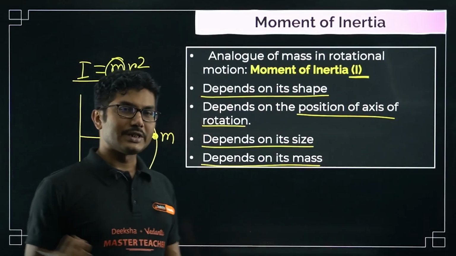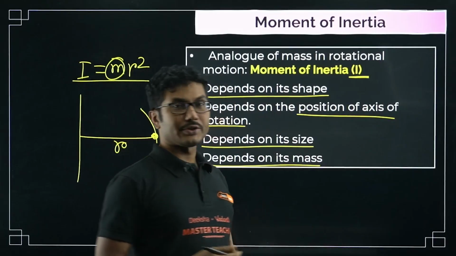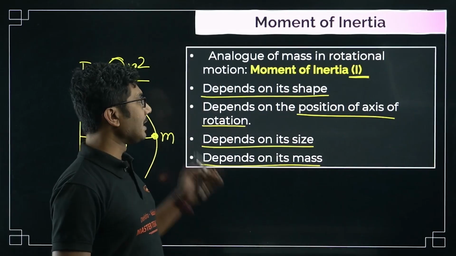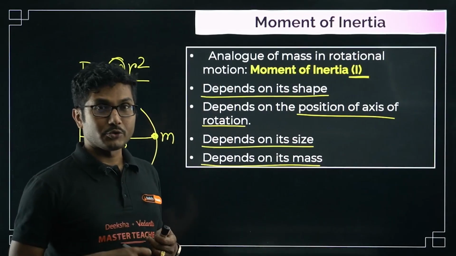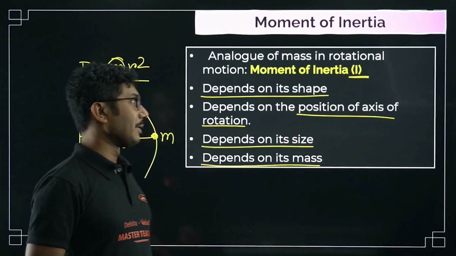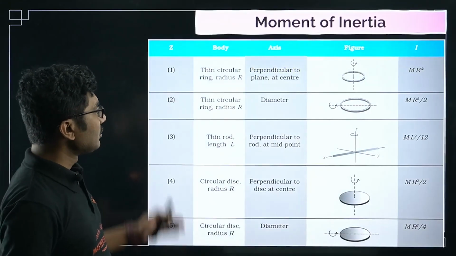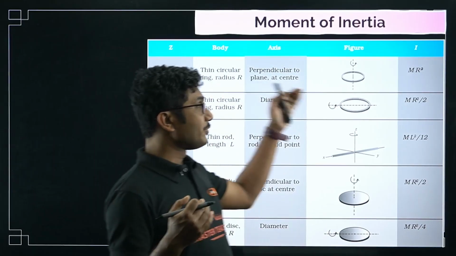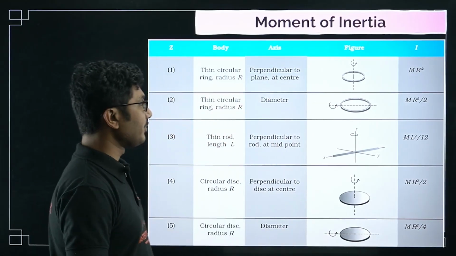So now based on this, maybe there will be an MCQ question on the following: moment of inertia does not depend on which factor. So you have to identify: it depends on shape, position, size, and mass. What else can be there? And let's see. So these are the main 5 objects for which you have to remember the moment of inertia.